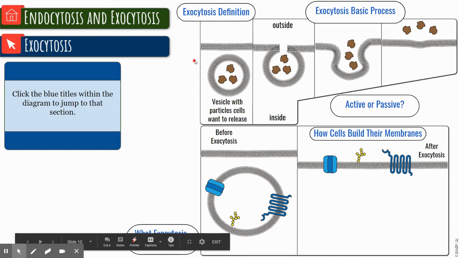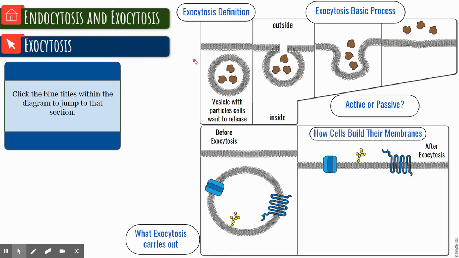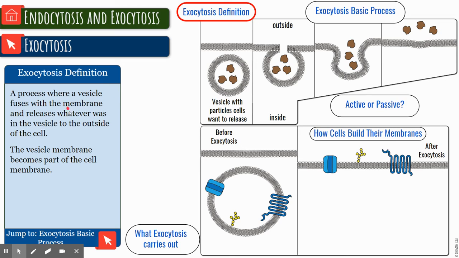Exocytosis now. This is the opposite direction. Now we're pushing things out. So exo for exit, endo for enter. The process where a vesicle fuses with a membrane and releases whatever is in the vesicle to the outside of the cell. And sometimes this is how a cell replaces its membrane or adds to its membrane through this process.